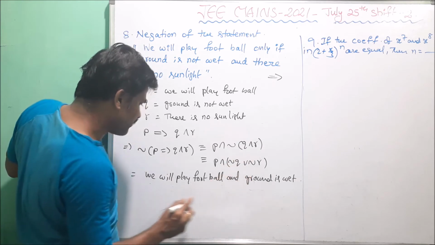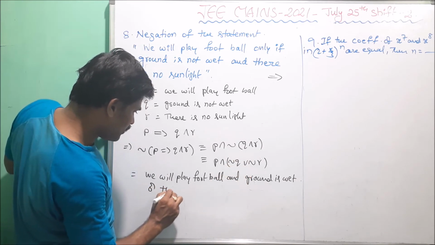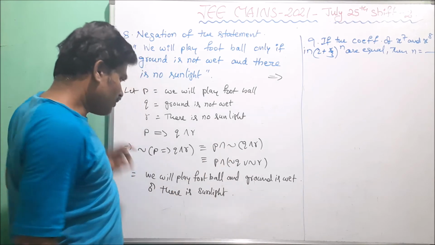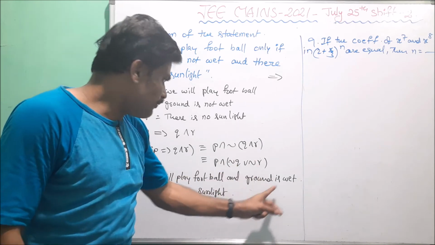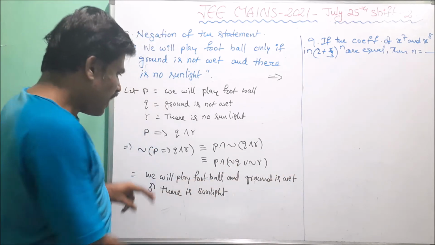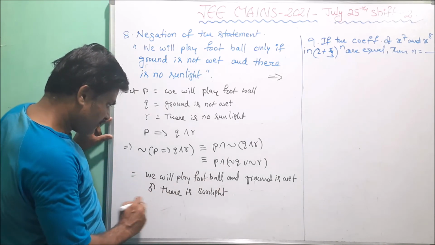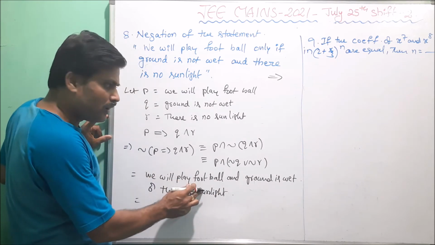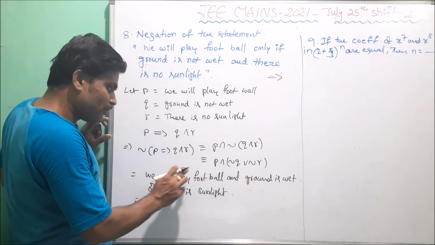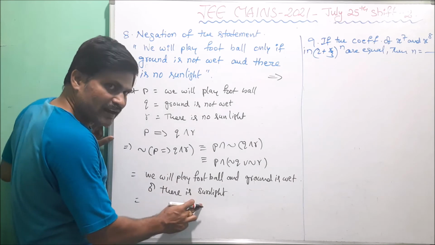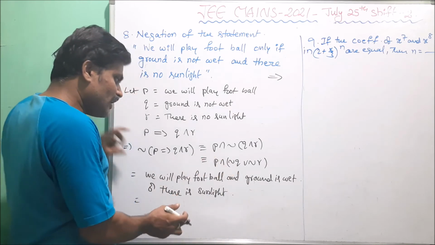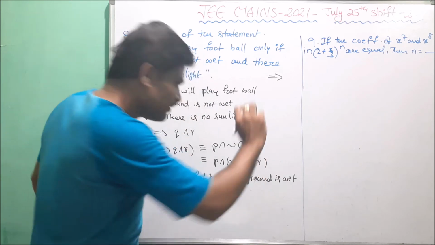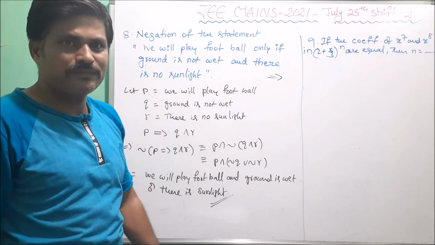So here the connective is or. So we will play football and ground is wet or there is sunlight. Or here we change, first we write there is sunlight or ground is wet and we will play football, or ground is wet and we will play football, or there is sunlight. Now we have to take any one of the first one. So this is the solution for this question.